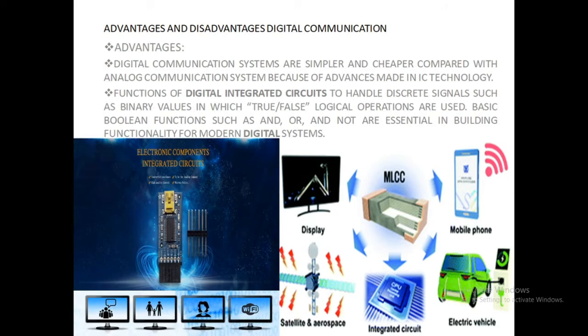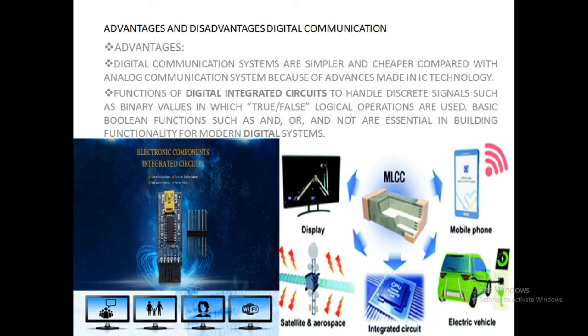Next, we will see the advantages and disadvantages of digital communication. The foremost advantage is that we use digital integrated circuits. The main function of digital integrated circuits is to handle discrete signals such as binary values, in which true or false logical operations are used. Basic Boolean functions such as AND, OR, NOT are essential in building the functionality of modern digital systems.